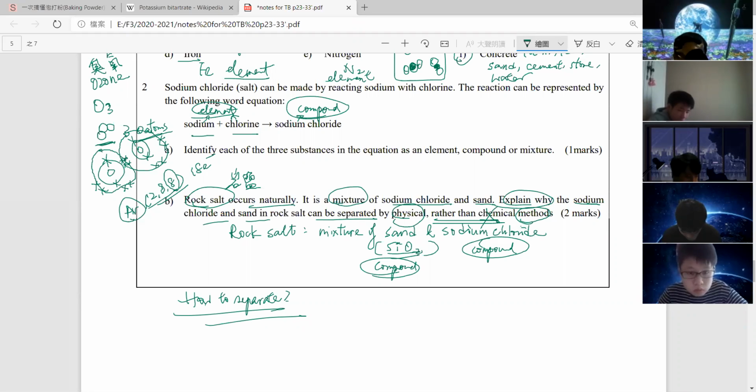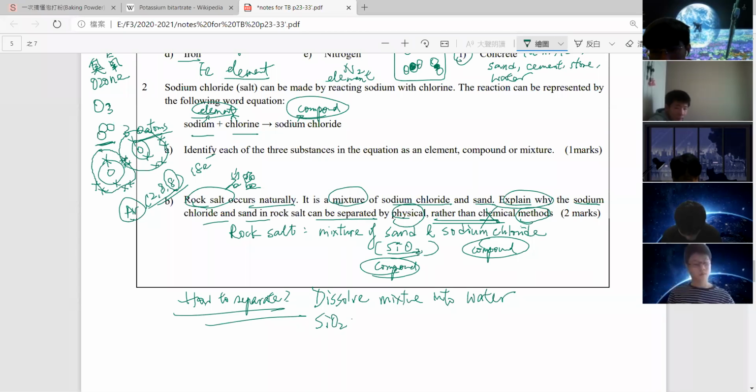Yes, that's right. So you are going to dissolve the mixture into water. So what happened to it? We've got two cases. SiO2 will stay as a solid. Okay, it can be collected later on. How? Filtration. Yep, by filtration.